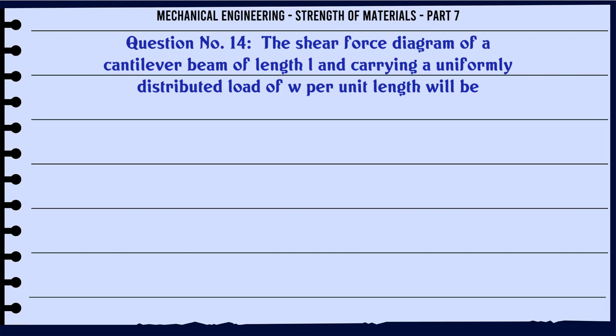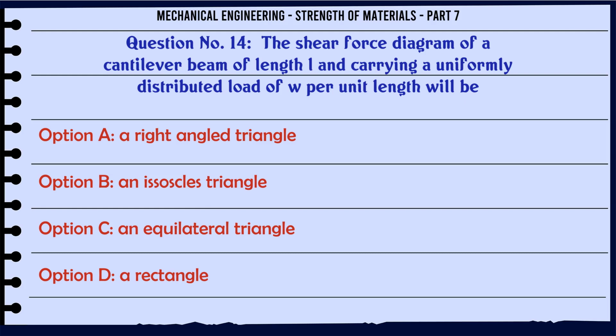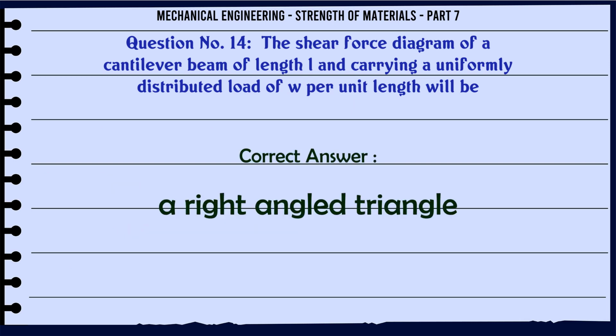The shear force diagram of a cantilever beam of length L and carrying a uniformly distributed load of W per unit length will be A. right-angled triangle, B. an isosceles triangle, C. an equilateral triangle, D. a rectangle. The correct answer is a right-angled triangle.